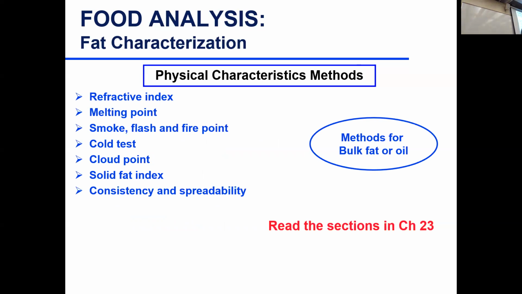So physical characteristics. We have different methods for measuring physical characteristics of the oil, and these are mostly for identification and testing authentication. For example, refractive index and melting point. Different oils have very characteristic refractive index and melting point.